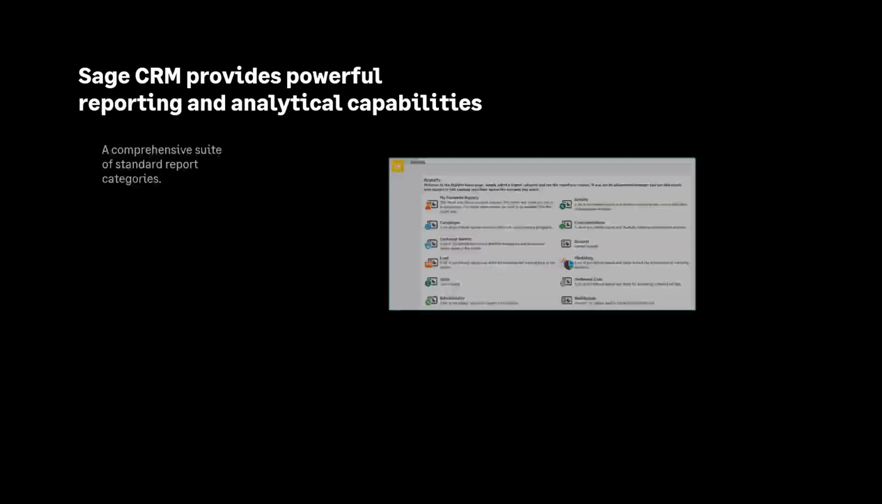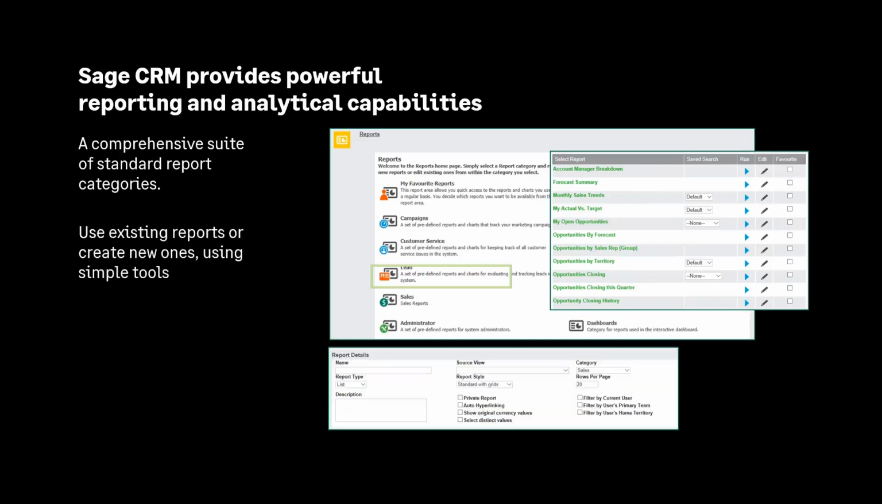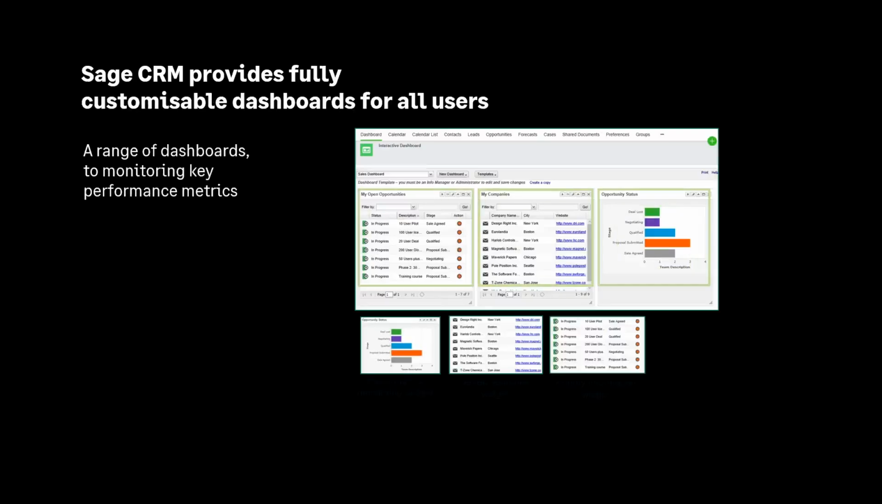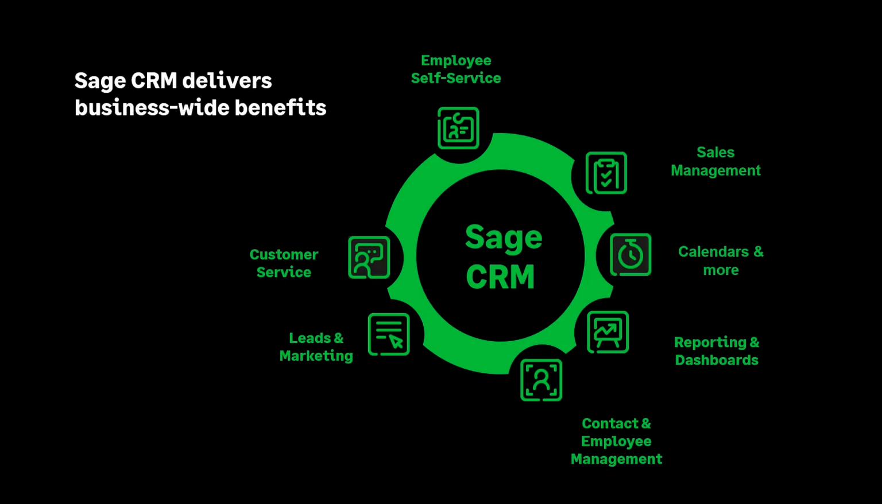Built across every functional area of the product is the built-in reporting tool of Sage CRM. There's a whole suite of standard reporting categories. You can use these or build your own using the built-in report writing tool, helping every functional area understand, represent, and know what's going on with their business. Similarly, there's a range of dashboarding built into the product that helps you keep track of key performance metrics, whatever you do, however you manage. It's easily customizable for you, your teams, and the owner-operator of the business. It's all about delivering you business-wide benefits in whatever role you're in.